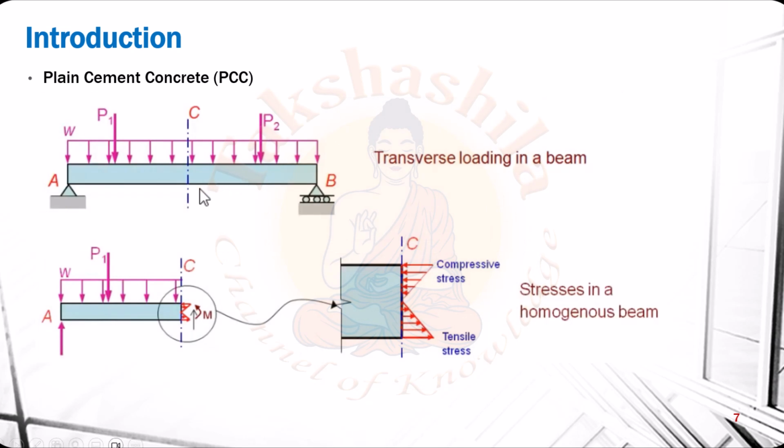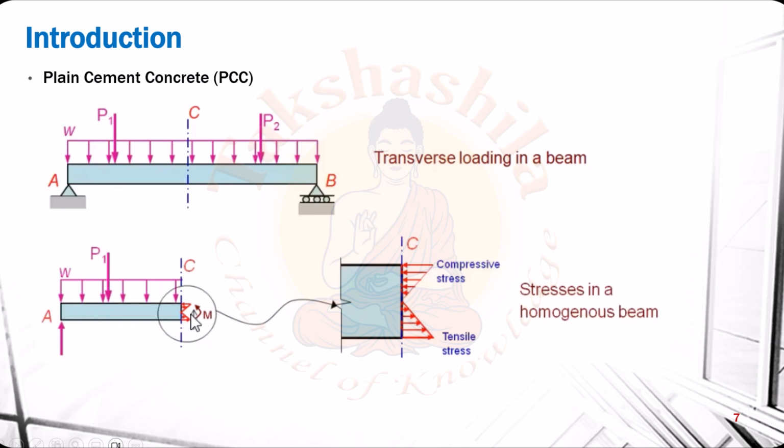Now, let's once more consider the flexure action. Here you can see a beam on which we have applied a UDL and some point loads. What will happen to this beam? This beam will be subjected to flexure and it will undergo bending. As we explained earlier, when a beam is subjected to flexure, the top fibers will experience compression, whereas the bottom fibers will experience tension.